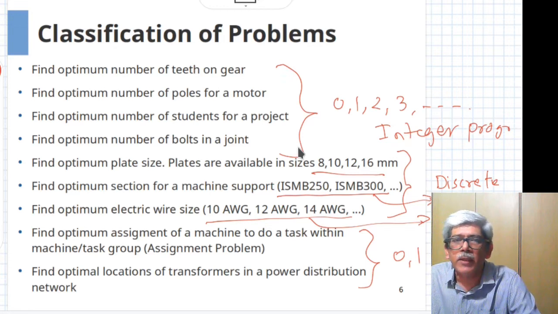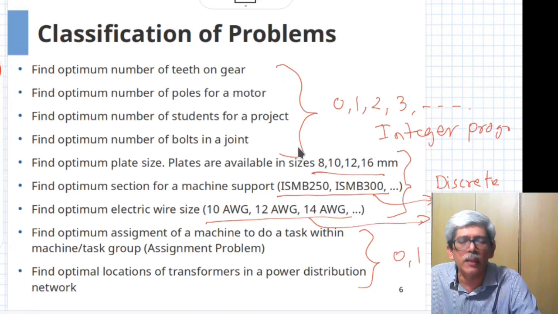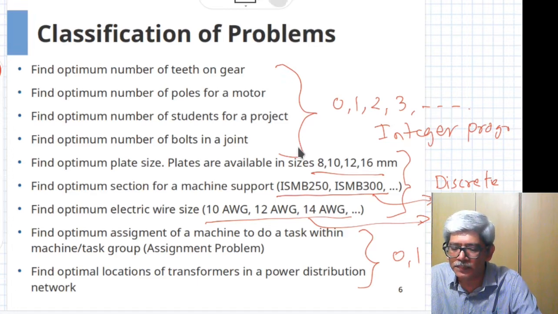So these are the 3 basic areas, and there are many problems where all variables may not be integers. So you will have a mixture of integer problems and real variable problems. They are known as mixed integer or mixed discrete variable problems. The next slide gives this classification in a more systematic manner.